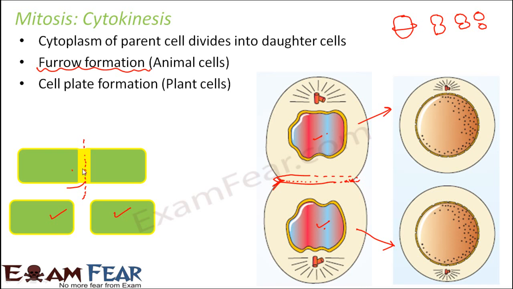From where does the cell plate formation start? It starts to form from the center, and then it gradually spreads to both the ends, and finally it breaks the cell into two halves. So here there is no role of the furrow or actin fibers, because the cell wall is very stiff. An additional cell plate will be formed starting from the center, and then it will finally split the parent cell into two daughter cells. That is how cytokinesis takes place in plant cells.